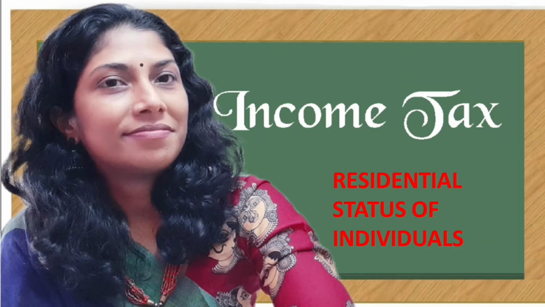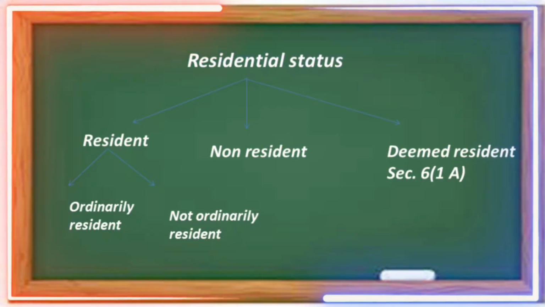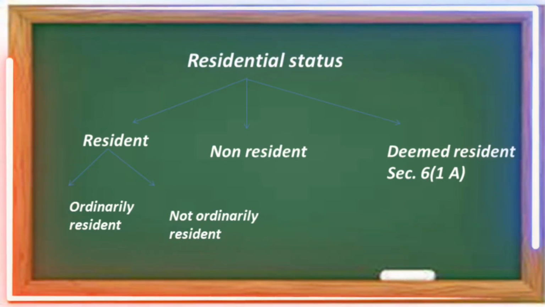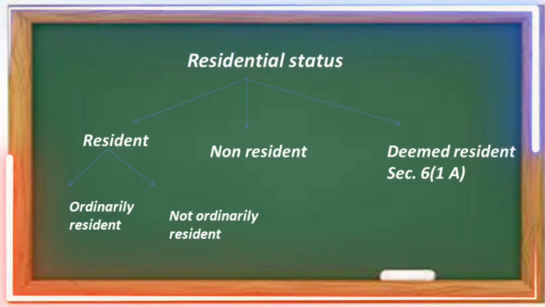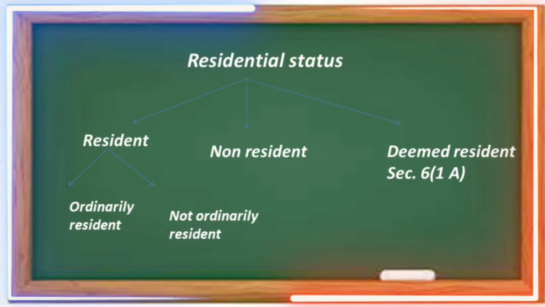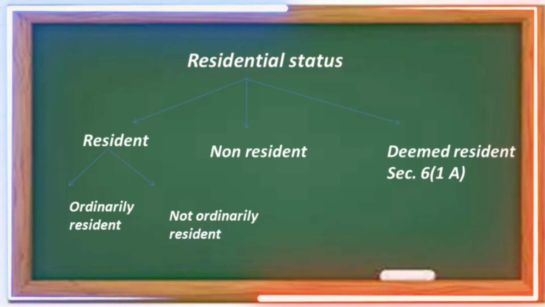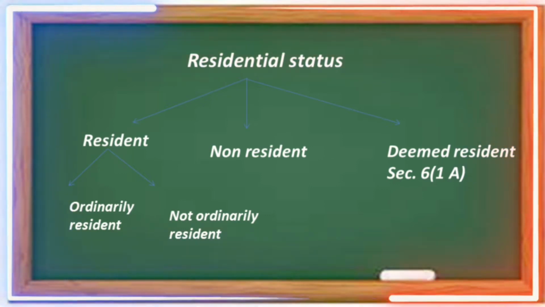Dear students, today the topic of our discussion is residential status. An Indian residing abroad is popularly referred to as NRI, that is, non-resident Indian. But under India's tax laws, the reference is to the term tax resident or non-resident. That is, residential status under the Income Tax Act has nothing to do with nationality or domicile of a person.